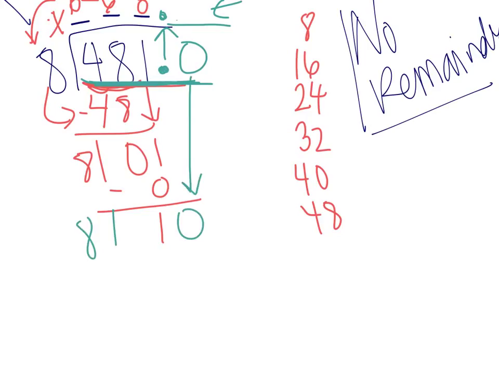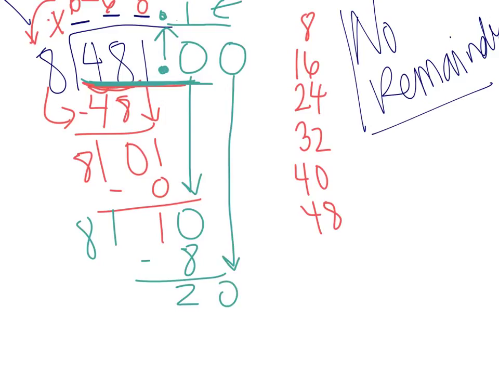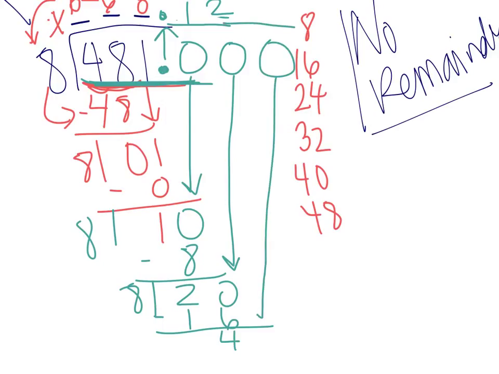So now we have 8 into 10. Well, that's 1 time. We get a remainder of 2. So we have to add another 0, bring the 0 down, 8 into 20, which would be 2 times. 2 times 8 is 16. We get a remainder of 4. We have to go one more time because that's our rule. We must go 3 decimal places. 8 into 40 is 5, and we're done.